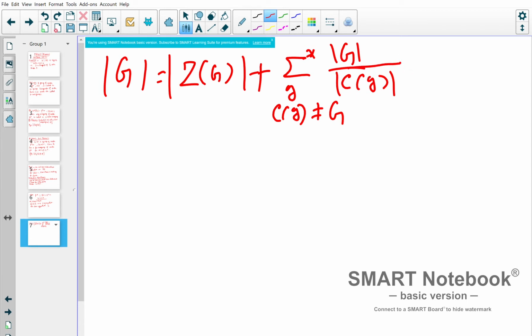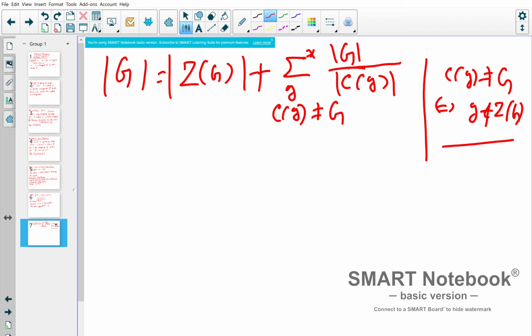You remember centralizers are actually stabilizers and the orbits form a partition. This is also the same as: the centralizer of g is not equal to G if and only if g does not belong to the center. That we already proved. Those elements belonging to the center are singleton classes, they will be inside the center, otherwise you have this term. So now there are two cases.